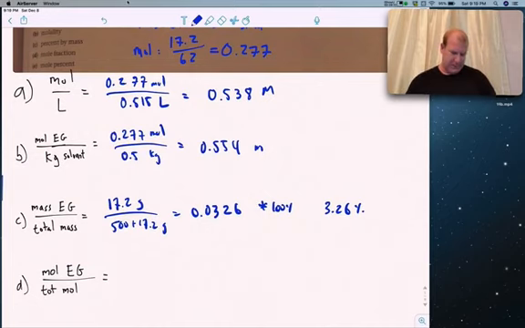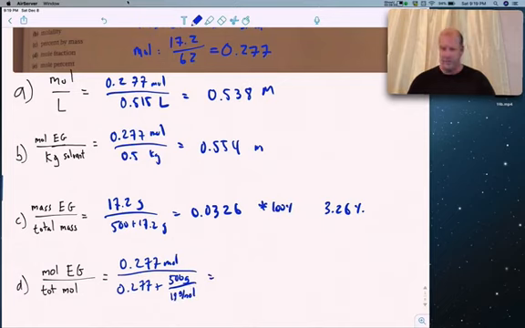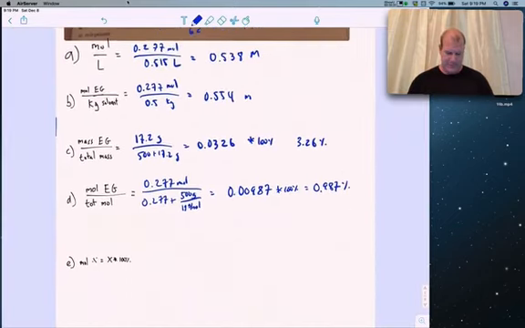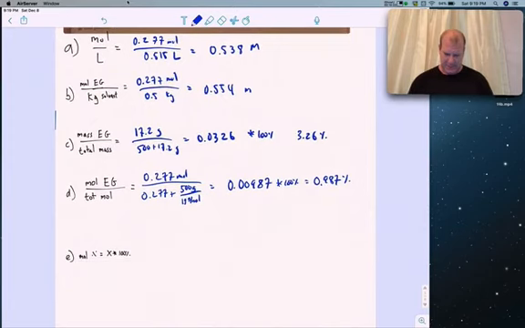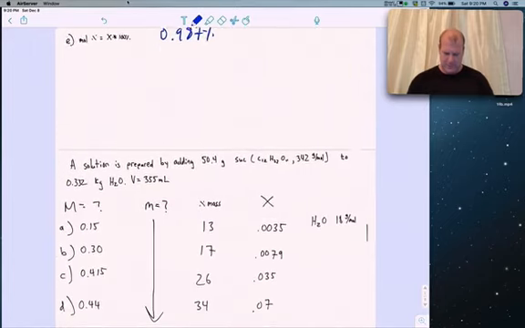Okay, and then mole fraction, moles ethylene glycol over total moles. We already mentioned 0.277 moles ethylene glycol. But we also have water, and we have 500 grams of water. And water is 18 grams per mole. So if you do that, this is going to be 0.00987. Oh, sorry, this one is mole fraction. Mole percent is 0.987%.